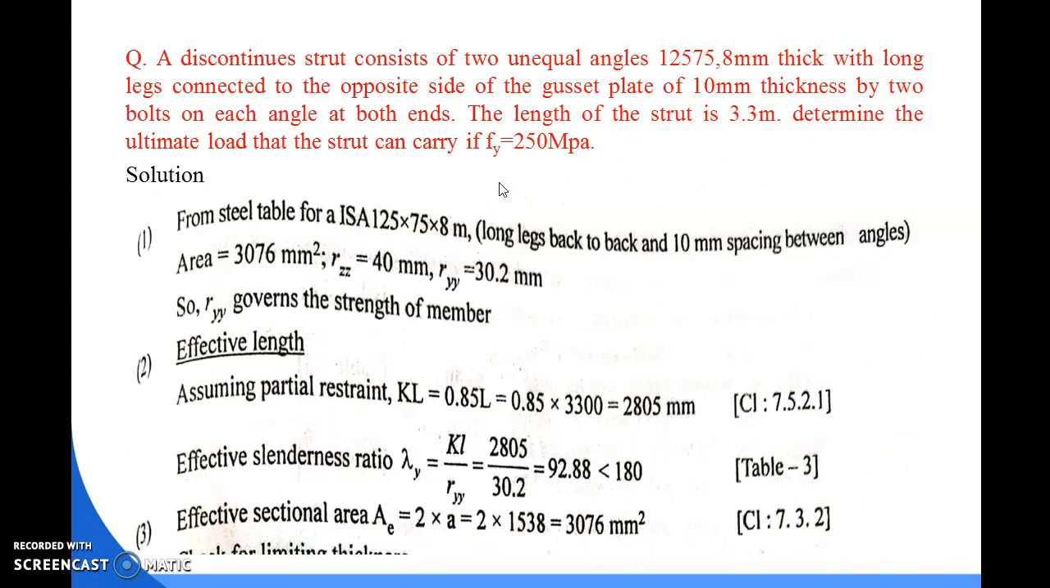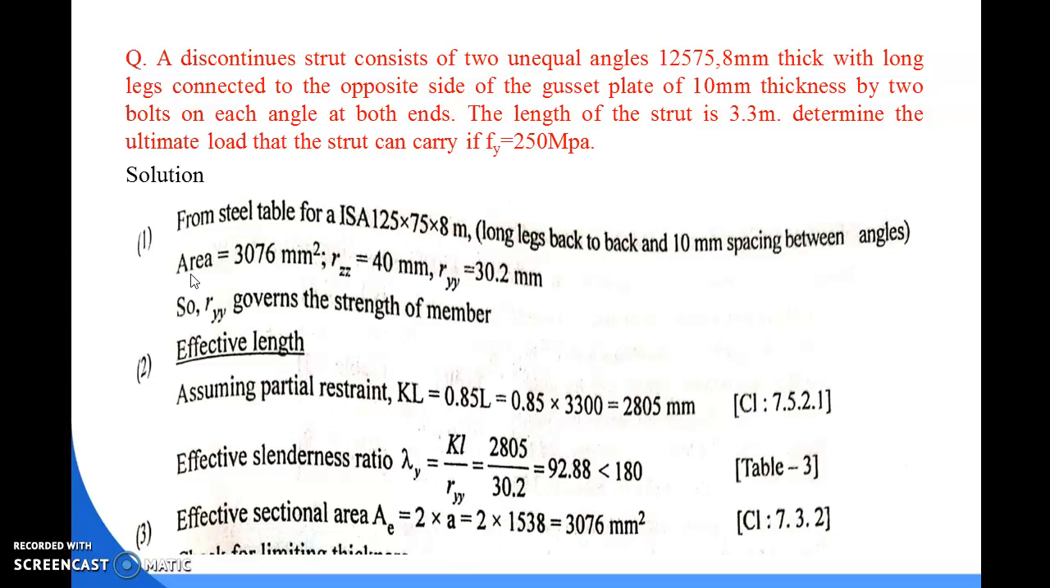So first of all, we need to find out the properties of the angle section 125 by 75 by 8 mm. So the area of the angle section is 3076 mm square. The radius of gyration along the ZZ axis is 40 mm. The radius of gyration along the YY axis is 30.2 mm. And here also we will take the minimum of the radius of gyration, which is 30.2.